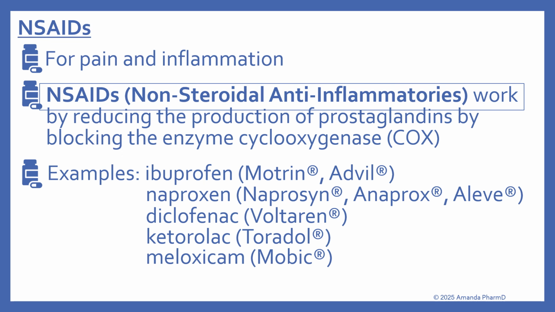Next are the NSAIDs. These are for pain and inflammation. The NSAIDs, or nonsteroidal anti-inflammatories, work by reducing the production of prostaglandins by blocking the enzyme cyclooxygenase, or COX. Some examples include ibuprofen, brand name is Motrin or Advil; naproxen, brand name is Naprosyn, Anaprox, or Aleve; diclofenac, brand name is Voltaren; ketorolac, brand name is Toradol; and meloxicam, brand name is Mobic.